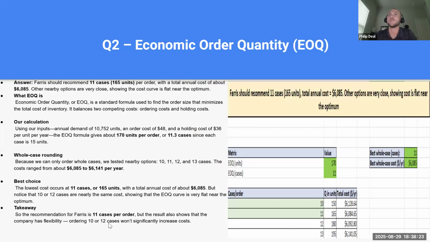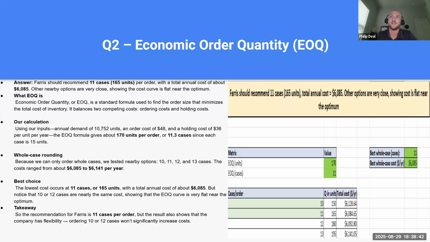Economic order quantity, question 2. The number of cases that we're recommending: we found that we should recommend 11 cases, or 165 units per order. That comes out to about $6,085 per year.